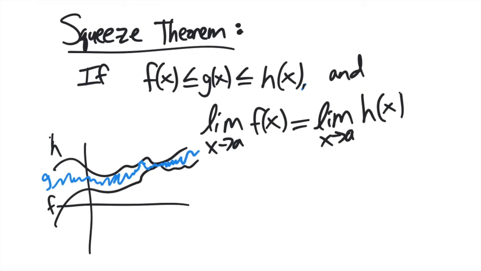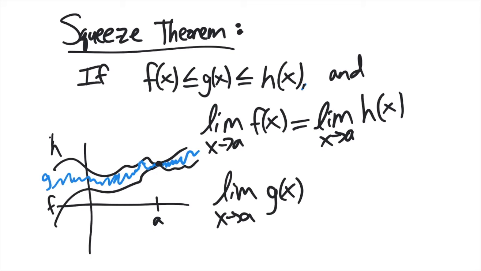Okay, so remember, h is always bigger, f is always smaller, g is always sandwiched in between those two, or squeezed in between those two. If the limit as x goes to a of f of x is equal to the limit as x goes to a of h of x, okay, so maybe right here is the point a that we're talking about, we could think about what's going to happen to the limit as x goes to a of g of x, okay?